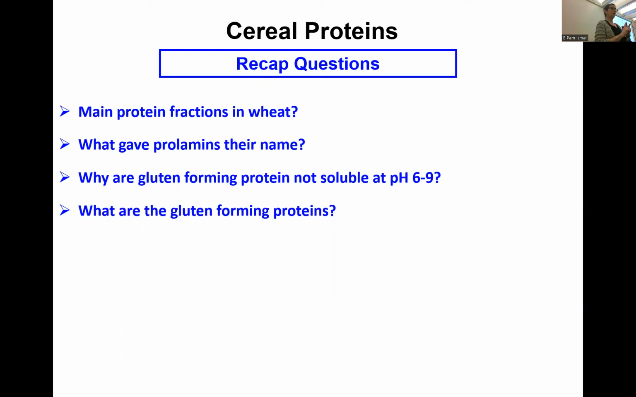Globulins, prolamins, gliadins. Gliadin is part of prolamin. Albumins, yes. And there's one last one: glutelins. So the fractions are albumins, globulins, prolamins, glutelins, and glutenin is under glutelin. Sometimes both are called prolamin, but glutenins are high molecular weight prolamins.